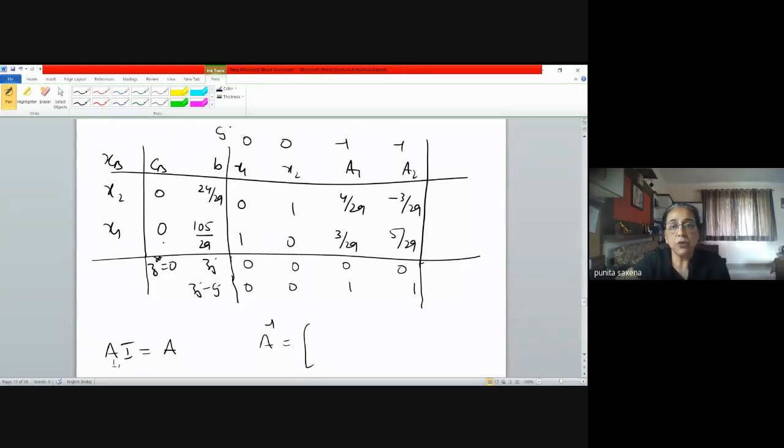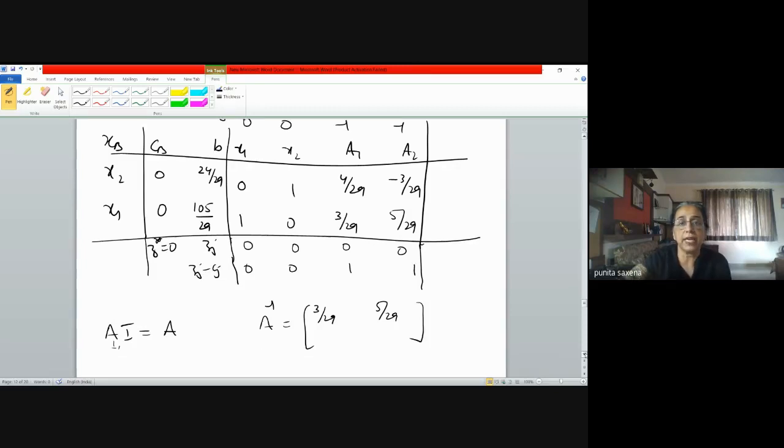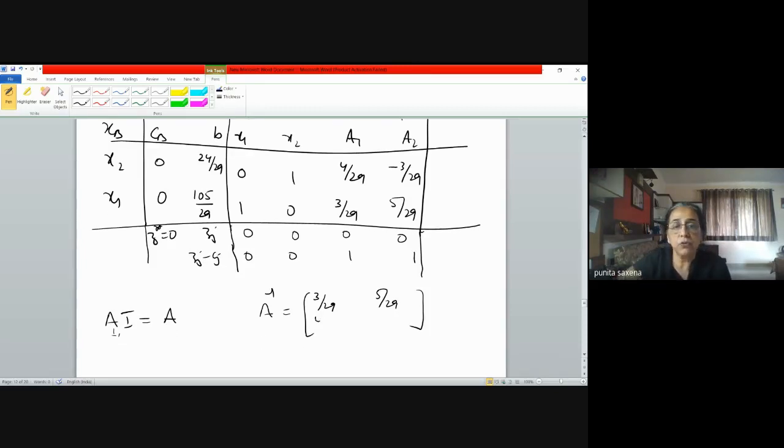So corresponding to X1 is how much? 3 by 29 and 5 by 29. So that becomes your first row for A inverse. Similarly, X2, that becomes your second row for A inverse. So that is the only care you have to take. You will be able to find it, but when it comes to writing, you have to be careful which row is to be placed where. So minus 3 by 29. So this becomes your A inverse.